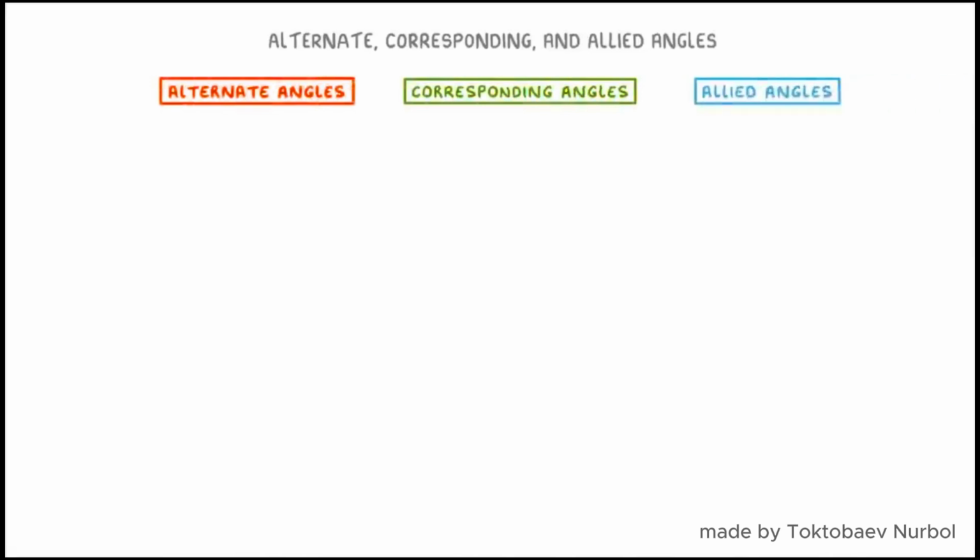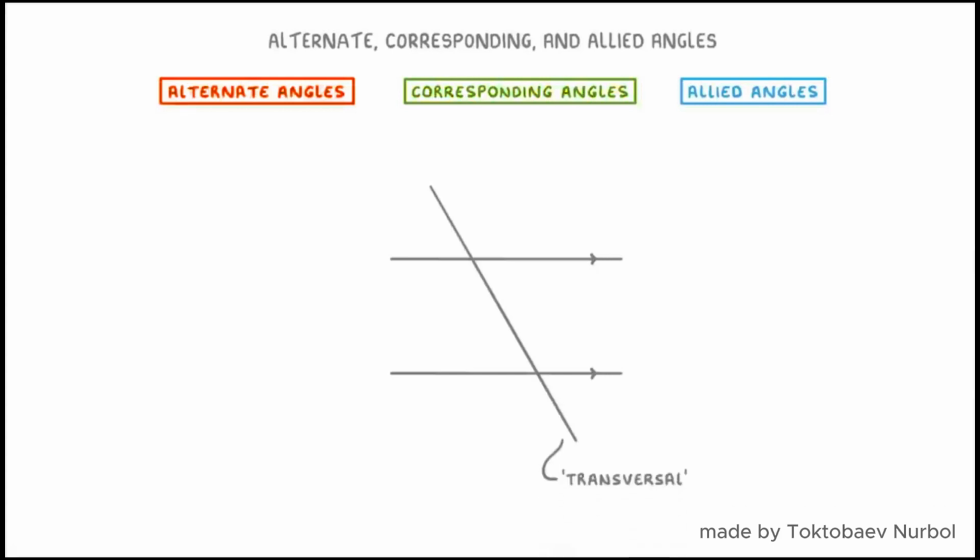In this video, we're going to cover how you can use the rules of alternate angles, corresponding angles, and allied angles. Importantly though, we only use these rules in one specific scenario, which is where we have two parallel lines running alongside each other like this, and then another line, which we can call a transversal, cutting through them both.